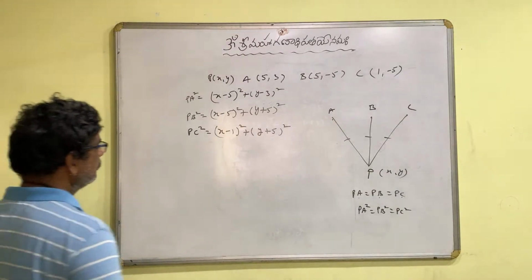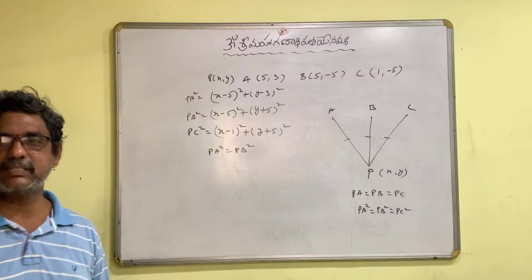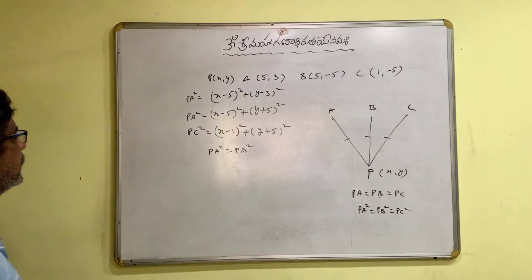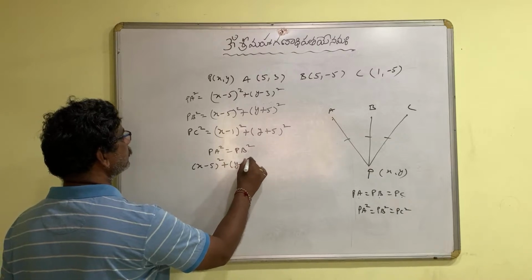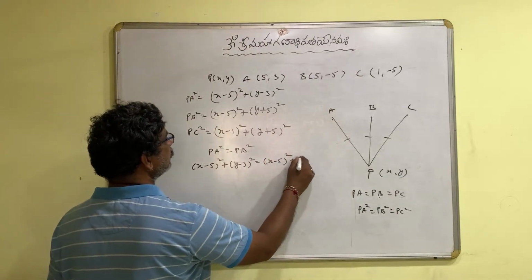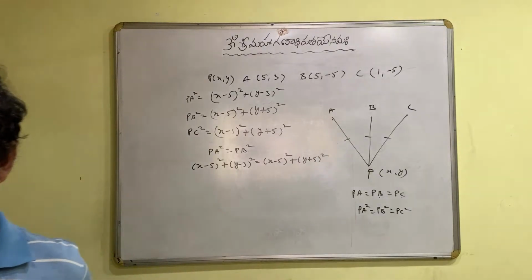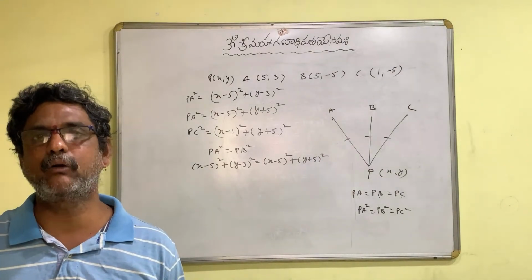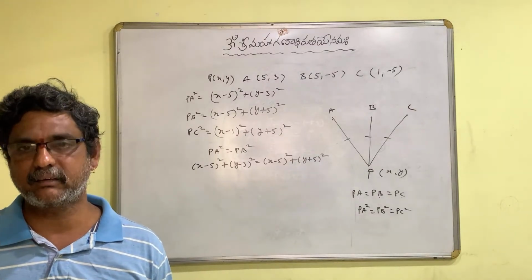So what we have to do here? First I will consider PA square and PB square. PA square is equal to PB square. What is PA square? X minus 5 whole square plus y minus 3 whole square. What is PB square? X minus 5 whole square plus y plus 5 whole square.